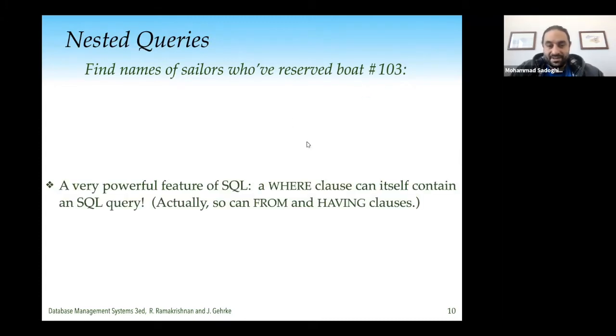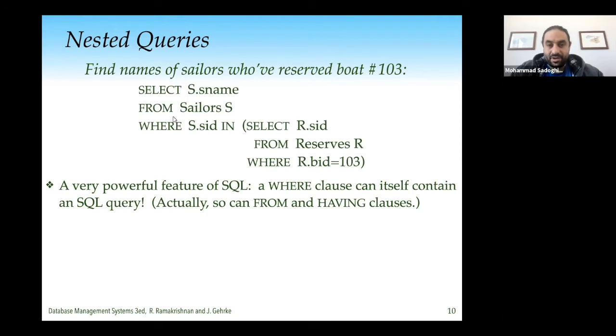So nested query, let's look at an example. Find the name of the sailor. There is a subquery here. Get the list of all sailors who have reserved boat 103. Now, find the name of all the sailors whose SID belongs in this set, or in this bag. And what is in this set is the SID of all the sailors who reserved boat 103.